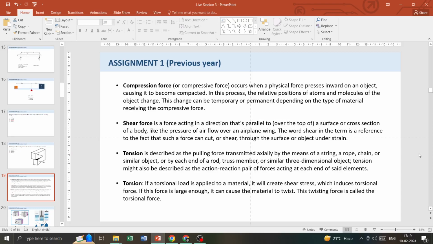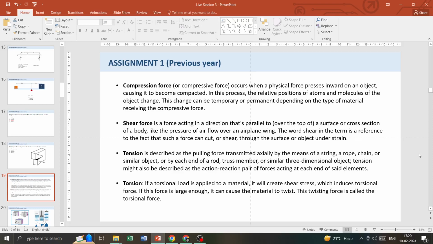So compression force or compressive force occurs when a physical force presses inward on an object, causing it to become compacted. In this process, the relative positions of atoms and molecules of the object change. This change can be temporary or permanent depending on the type of material receiving the compressive force. For example, we take this bottle. If I push it like this, it gets compacted because it's a plastic bottle. This is compressive force when I'm trying to put compression on it.